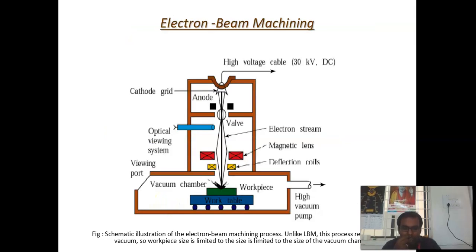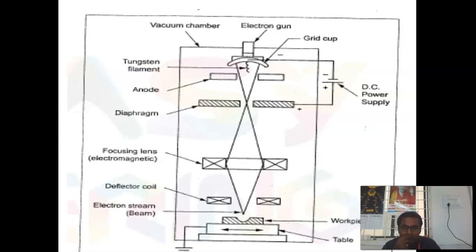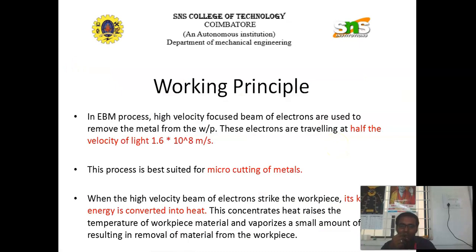This is the 2D diagram of the electron beam machining process, and this is another diagram. The major parts of the electron beam machining process are the workpiece, which is fitted on the table. The table moves in leftward and rightward directions, and this is the deflector coil. It is used to deflect the electron beam from the grid cup to the workpiece. And this is the electromagnetic focusing lens, the diaphragm, and the anode. It consists of a tungsten filament and the grid cup, and the DC power supply, which is also connected to the grid cup and the diaphragm. These are all the major parts of the electron beam machining process.